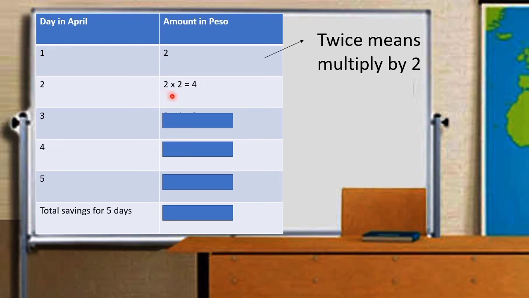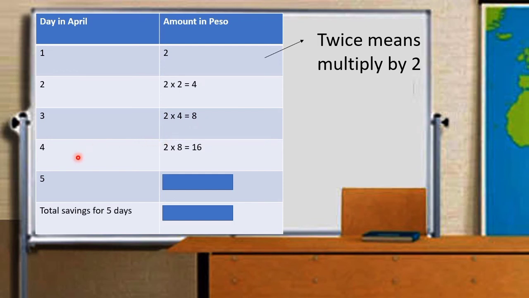So, saan natin nakuha itong 2 times 2? Yung unang 2, ito yung twice or 2. And then, multiply by 2. Yung second 2, ito yung ipon niya the day before. Kaya, ang sagot ay 4. For April 3, we have 2 times 4. 2, ito yung twice. And then, yung ipon niya the day before, which is 4. Kaya, 2 times 4 equals 8.